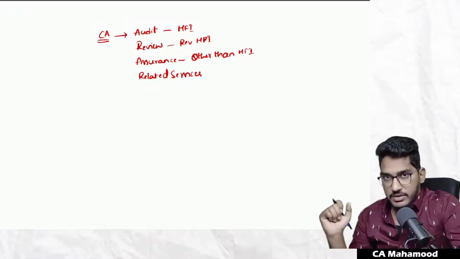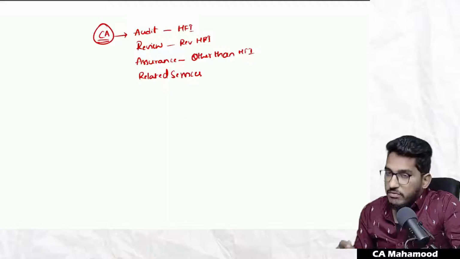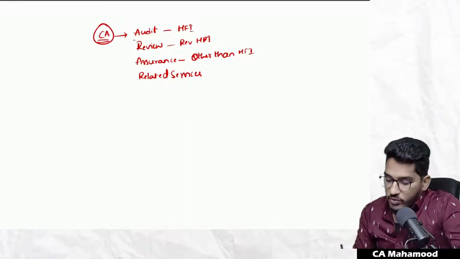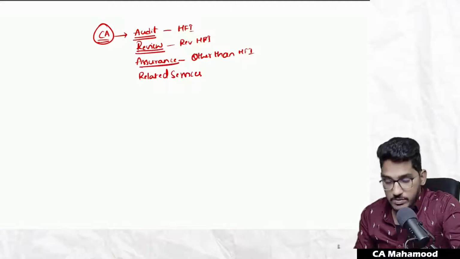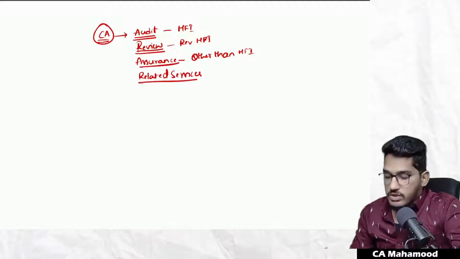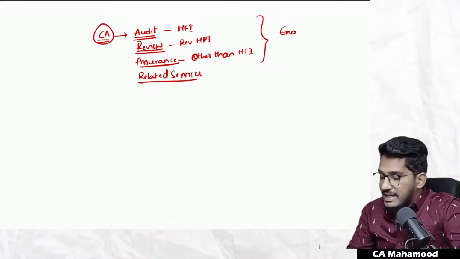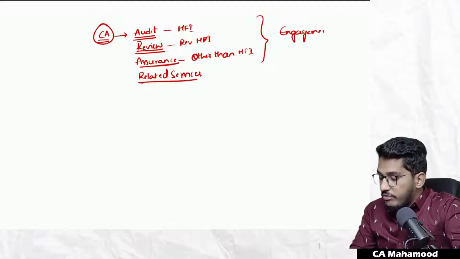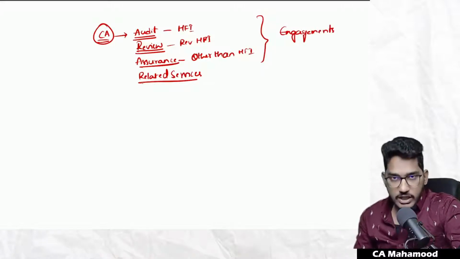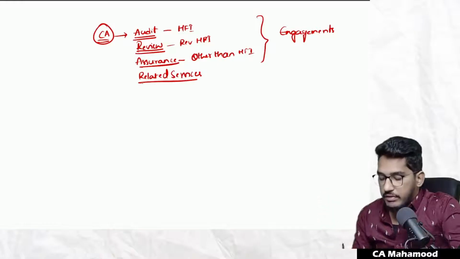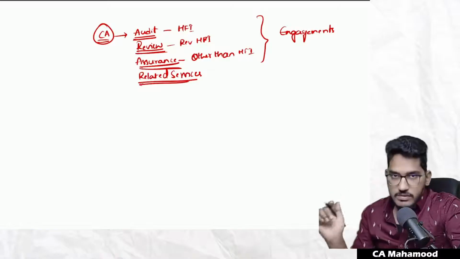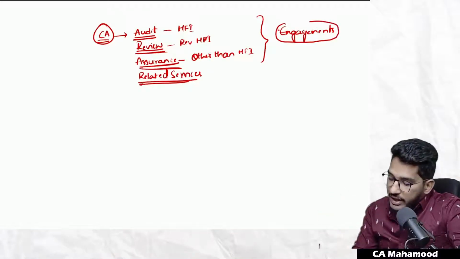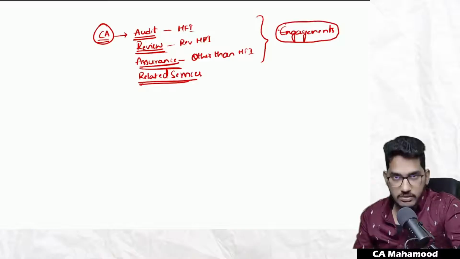That we call related services. So being a chartered accountant, we don't just do audit assignments, we do review assignments also, we do assurance engagements also, we even do related services also. So these are all various engagements which a chartered accountant can do. We don't just do audit; we do review assignments, assurance assignments, and related services also. These are all different kinds of engagements which a chartered accountant does.